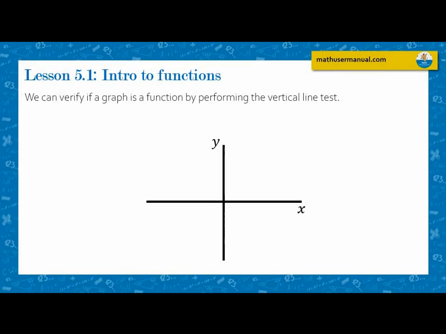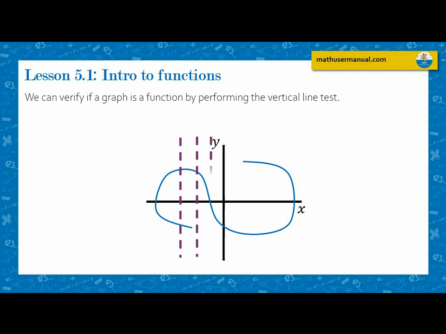But let's do a second example. Now let's make this graph. Looks a little bit more complex. Well, one more time, let's do our vertical lines. And we have to make as many vertical lines as possible. And now we start checking. This first one touches the graph at two different points. That right away is not good. That right away tells us it's not a function, but let's keep looking.